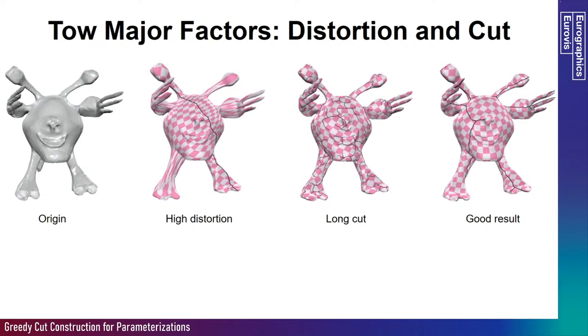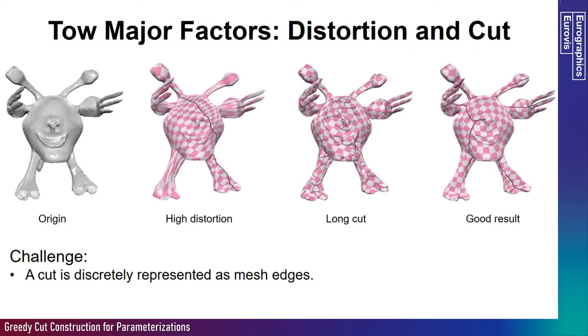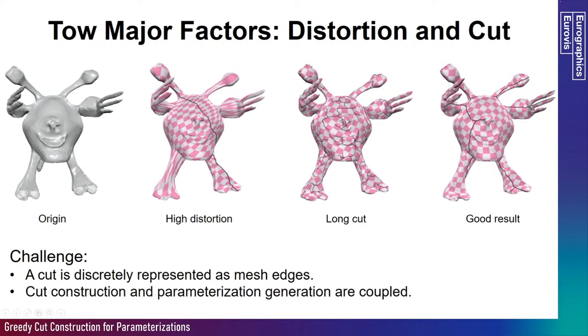However, solving this problem is very challenging. First, a cut is discretely represented as mesh edges, which means selecting an indefinite number of edges from the mesh, and their permutations are difficult to count. Second, cut construction and permutation generation are coupled. Permutations are usually computed after the cut is determined, and the distortion heavily depends on the cut location.